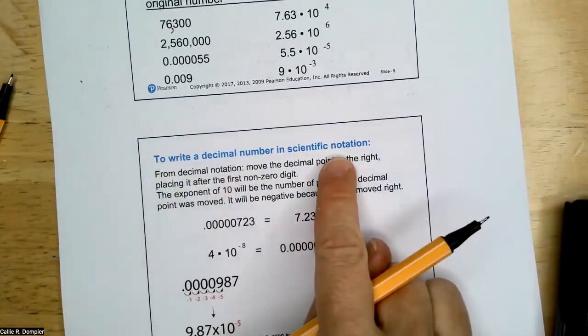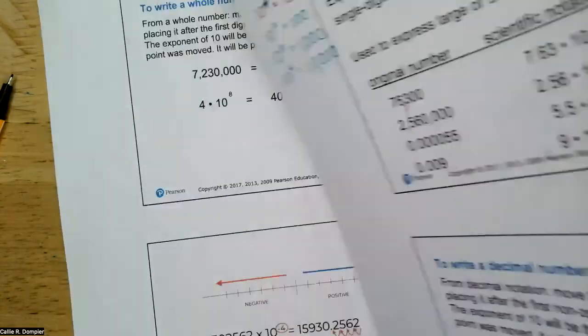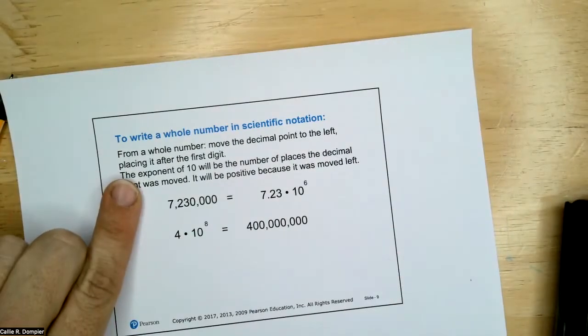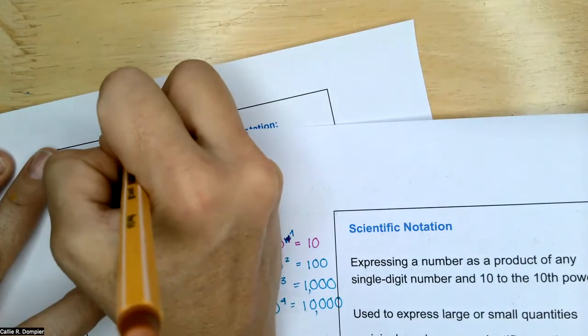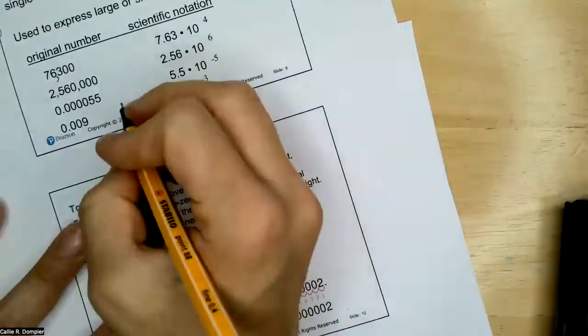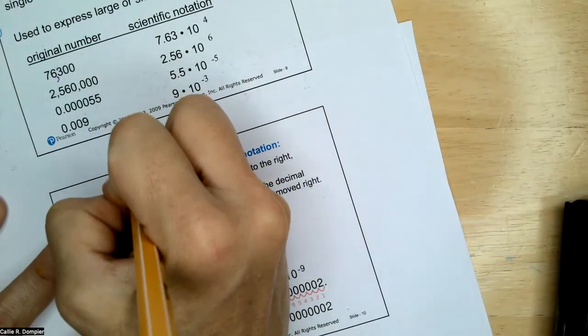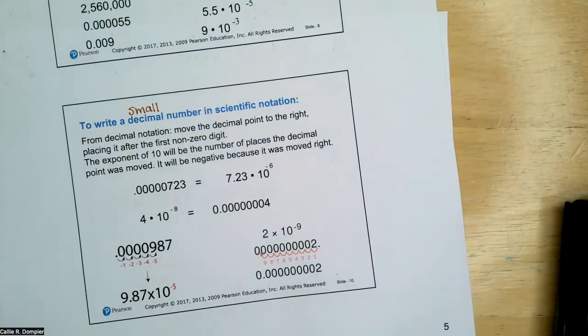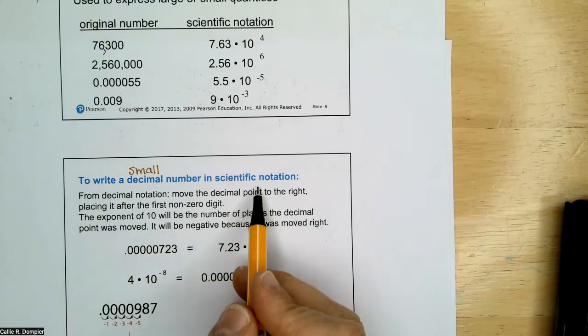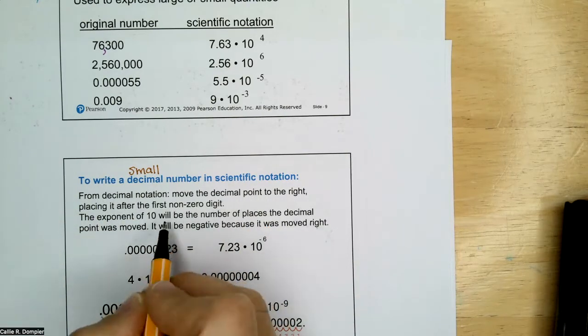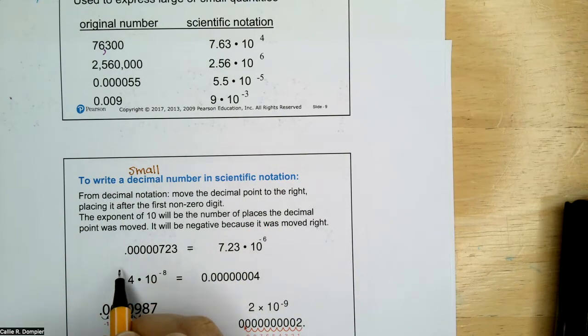All right, how to write a decimal number in scientific notation, followed by how to write a whole number in scientific notation. The whole numbers are the big numbers. The decimal numbers are the small numbers. Okay? To write a decimal number in scientific notation, from decimal notation, which is this, these are decimal notation.